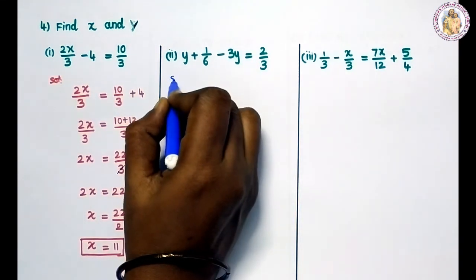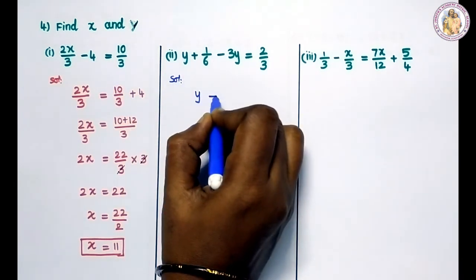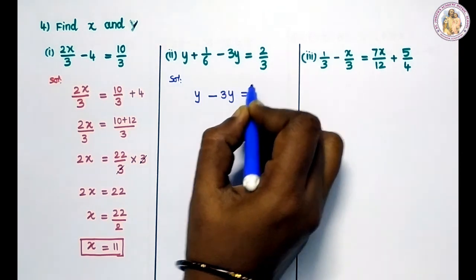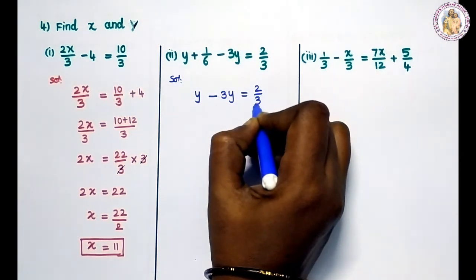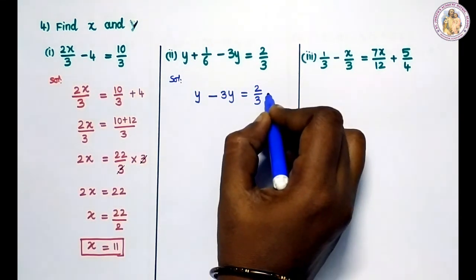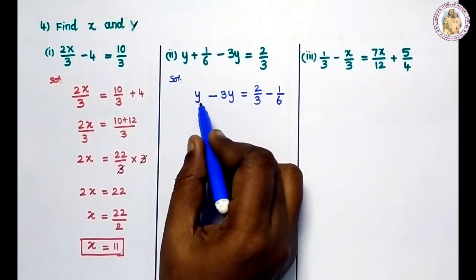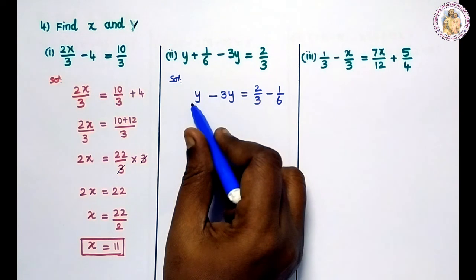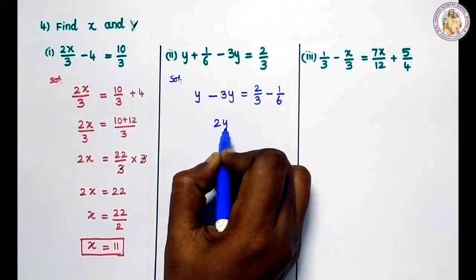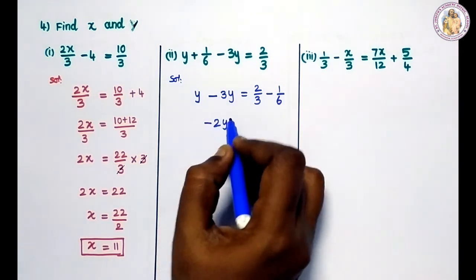Listen here. Keep the variable this side. y minus 3y equal to 2 by 3. Here plus 1 by 6 is. Bring this side means it becomes minus. y minus 3y plus y minus 3y. So what's the difference? 2y. Which one is greater one? 3y is greater one. The sign is minus.